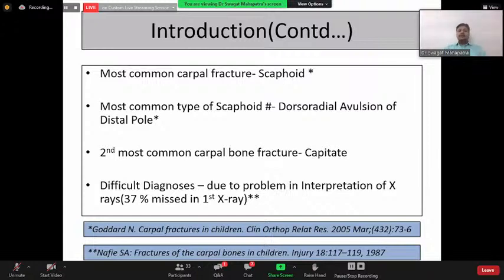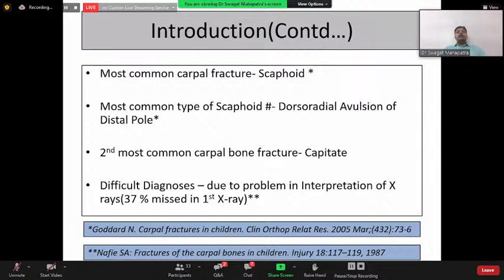And all carpal fractures have a difficult diagnosis due to problems in interpretation of plain radiographs. So as per publications, as I have noted, 37% of carpal fractures in pediatrics are missed in the first X-ray. So we need to be very, very vigilant so that we don't miss this.